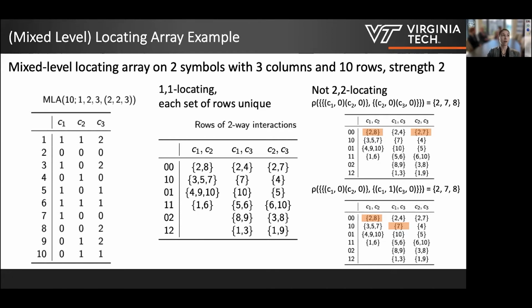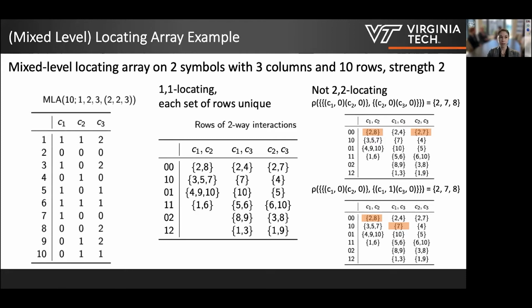Now, this same MLA is not 2-2 locating, and it's not 2-2 locating because there are ways to form sets of two-way interactions that have the same set of rows. So if I look at the interaction C1 at 0, C2 at 0, it has rows 2 and 8. And if I form a set using that interaction with the interaction C2 at 0 and C3 at 0, that interaction occurs in rows 2 and 7. So then the set of rows for those two interactions taken together would be 2, 7, and 8.